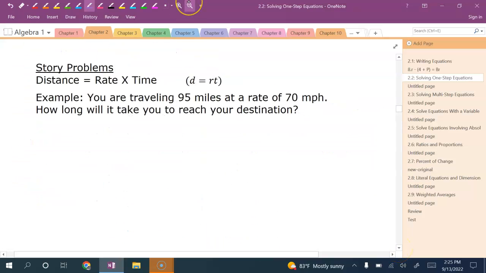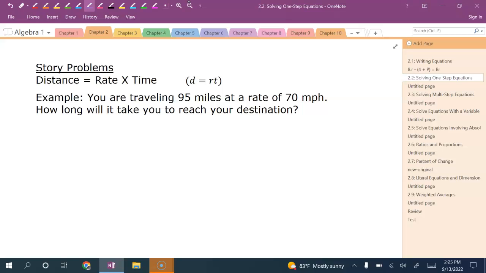Now, the last couple of problems on the last page here are working with this equation for distance equals rate times time. So this would be an example of when you're driving somewhere and you know how far you need to go, you know what your speed is, and you want to figure out how long it's going to take you to get there. That's when you might want to use something like this equation, D equals RT.